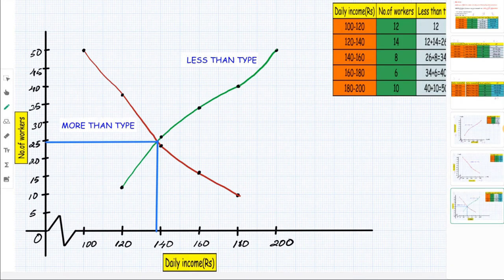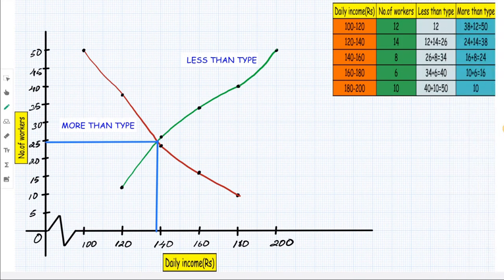Now for this part here, as you can see, this is the same question, right? But both the graphs are here. The less than type is there and the more than type, right? So can you see that they are meeting? They have a point of intersection here, right? So if you go down from this point of intersection, this will give us the median of daily income. Same thing if you go to the other side here, it will give us the median number of workers. So just remember, okay, the middle point where they meet will give us the median, right?